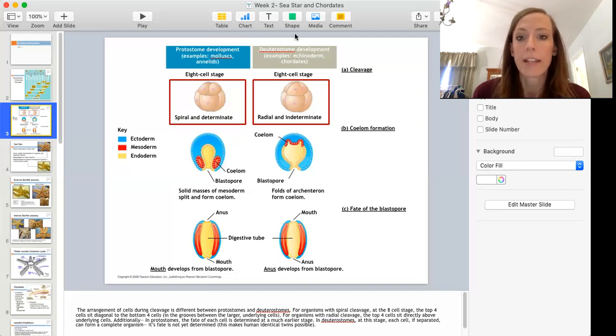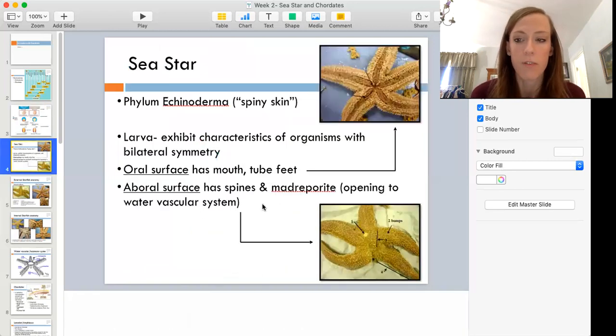And today, like I said, we're focusing on deuterostomes. We looked at the protostomes last week. So let's look at our first example of a deuterostome, which is a sea star. Now, you might stop me right here.